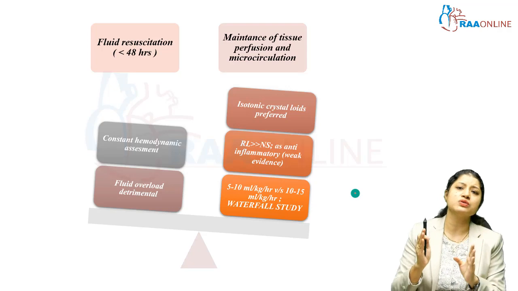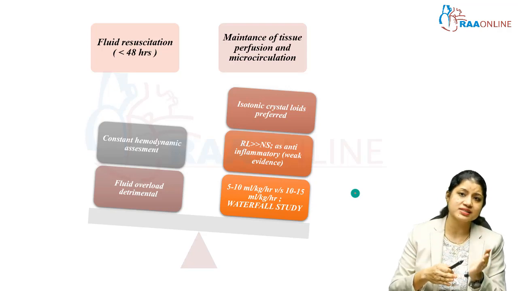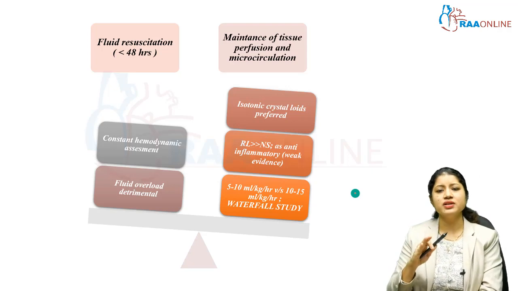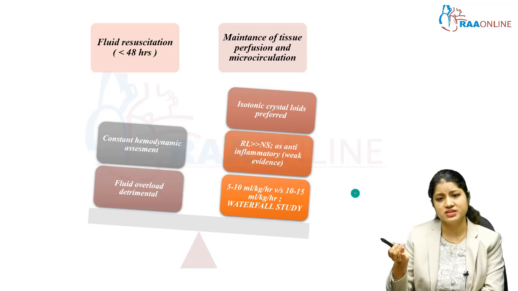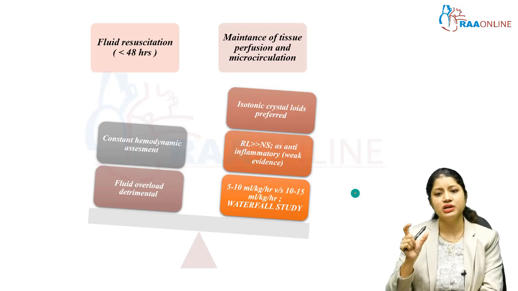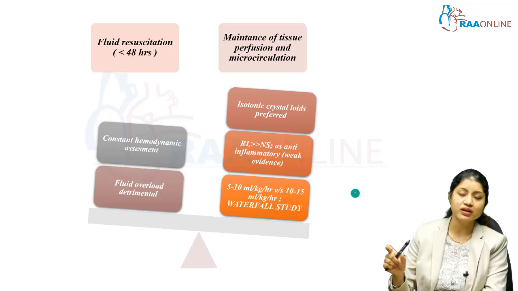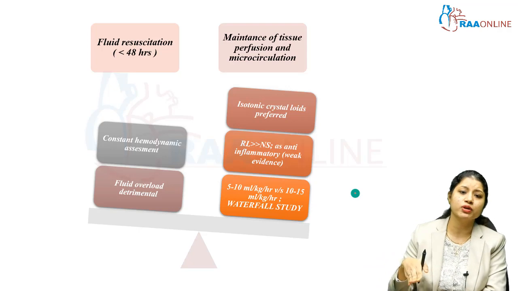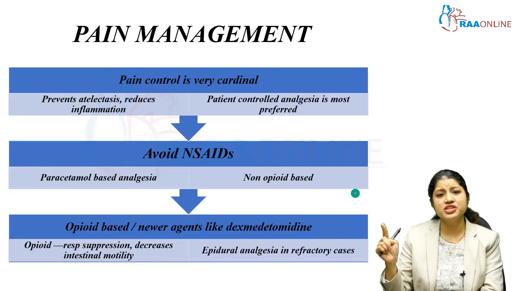And based on all these hemodynamic assessments, try to titrate your fluid up and down, but make sure that you do not give a higher volume resuscitation. Give a minimal resuscitation of around 5 to 10 ml per kg per hour, especially within 48 hours, because fluid overload is detrimental.